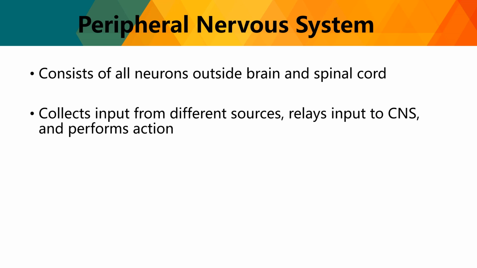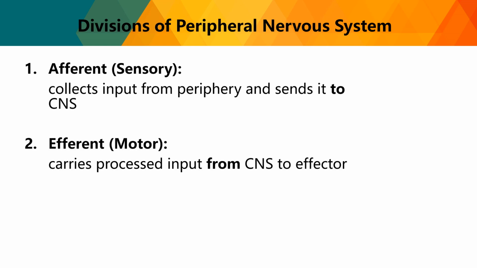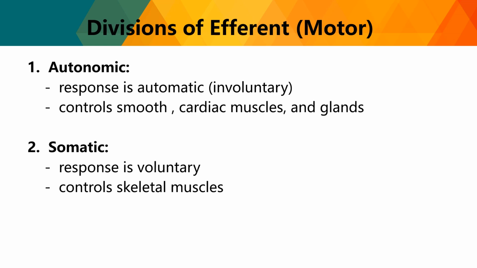Next, you have your peripheral nervous system. So it consists of all neurons outside your brain and spinal cord. It collects input from different sources, relays input to the CNS, and performs action. So the divisions of the peripheral nervous system include your afferent or sensory. It collects input from the periphery and sends it to the CNS, or the efferent or the motor, which carries processed input from the CNS to the effector.